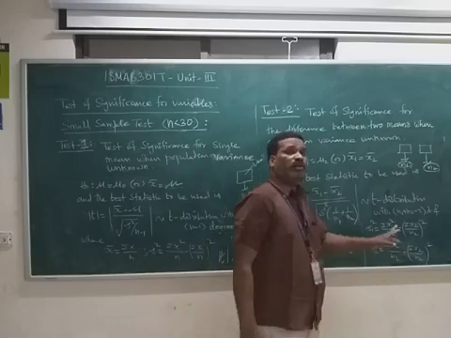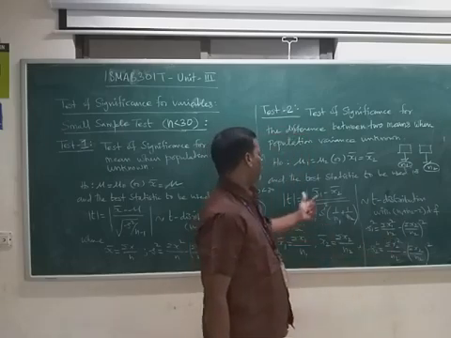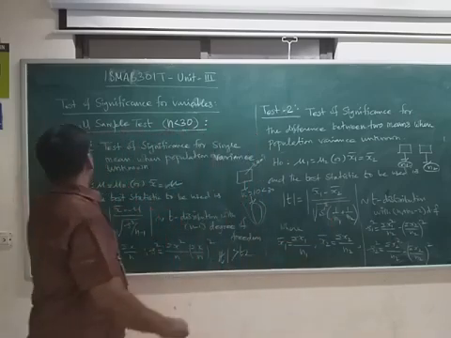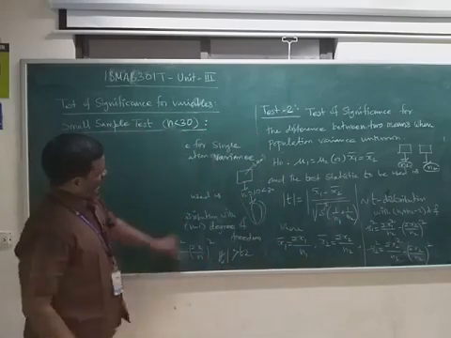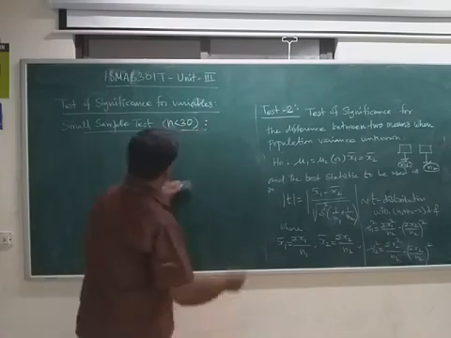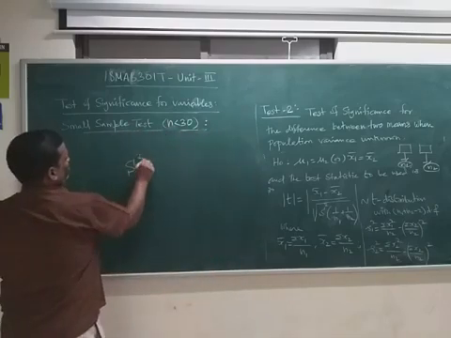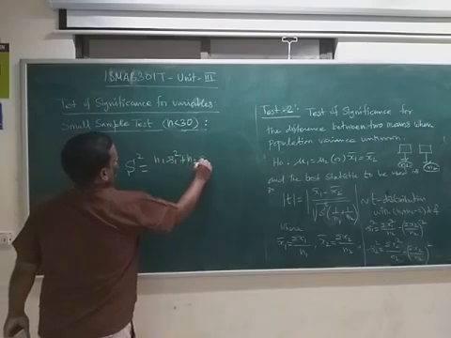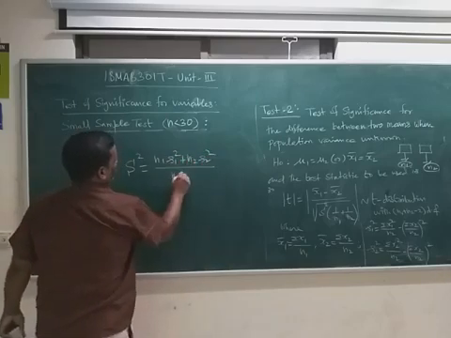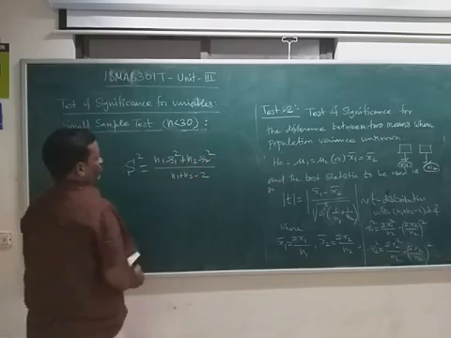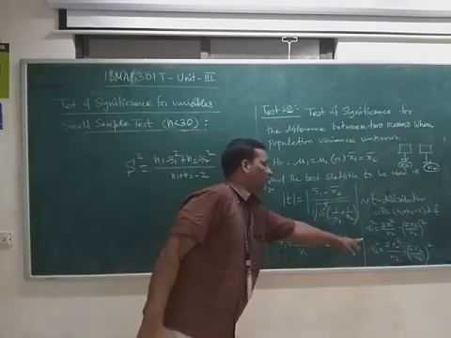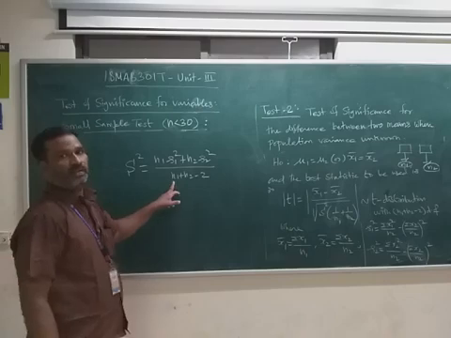After calculating all these things, there is a separate formula for calculating the capital S square. Capital S square is equal to n1 s1 square plus n2 s2 square divided by n1 plus n2 minus 2. So this is the formula for calculating capital S square using the sample variances. So easily we can calculate capital S square.